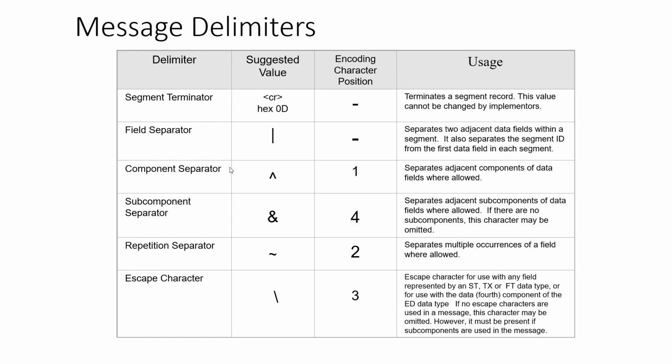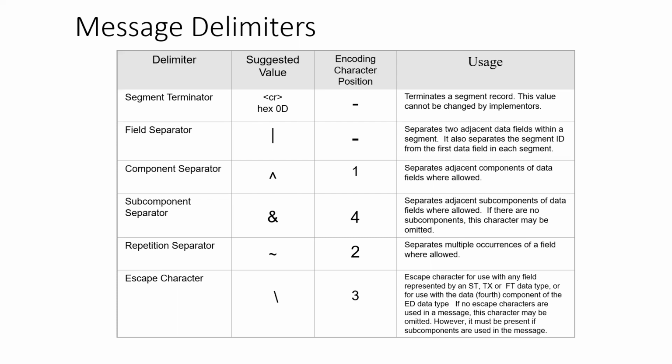Then every segment has many fields, and all of these fields are separated with the help of a symbol called pipe. So this symbol that you're seeing is called pipe, and this is used to separate one field from another. Then we have the third symbol, which is called the component separator. The component separator is indicated with a caret symbol. So you can see here that we have a caret.